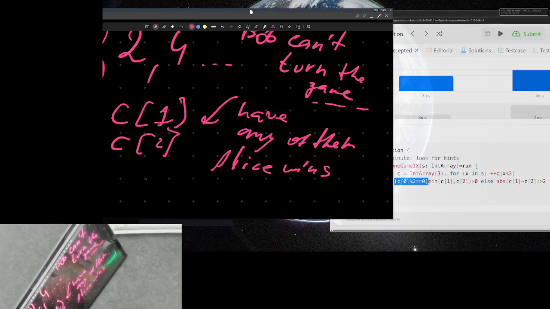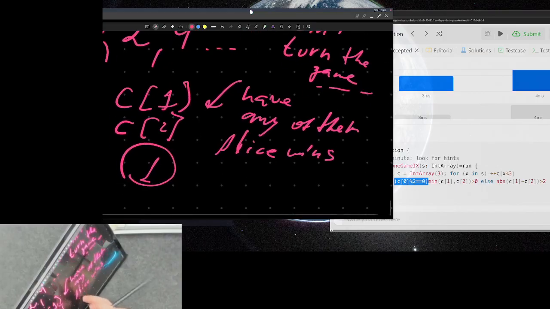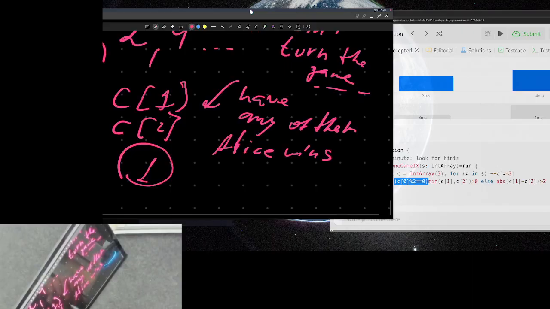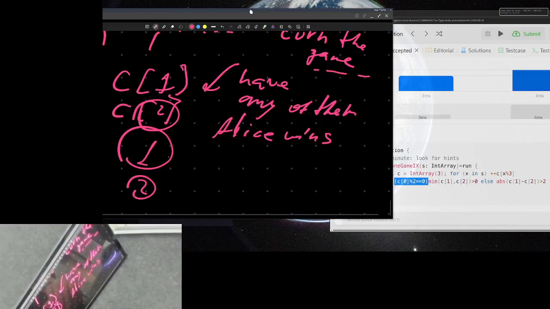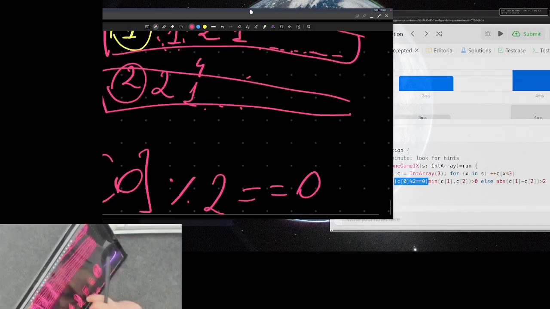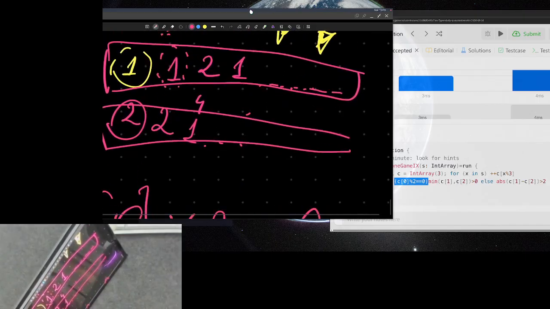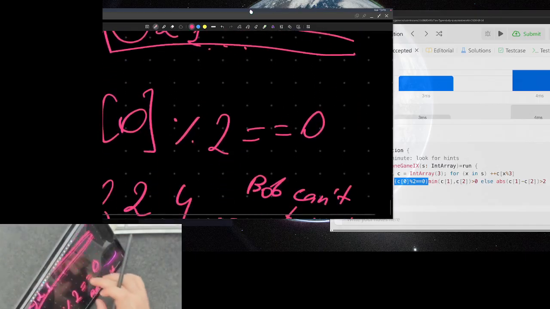Basically, if we have 1, 1, 1, Alice uses it, and that's it. This is the finish of the game, and it is not divisible by 3. Same for the 2. And Alice can just go with this sequence and always win.